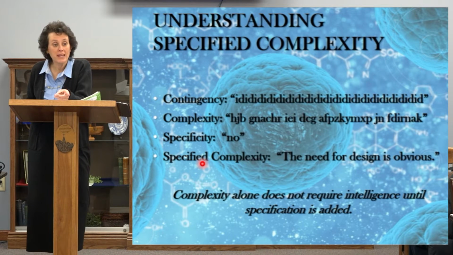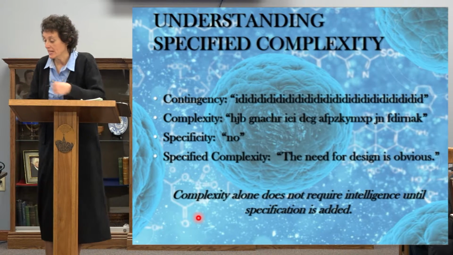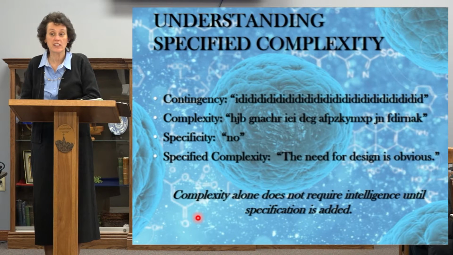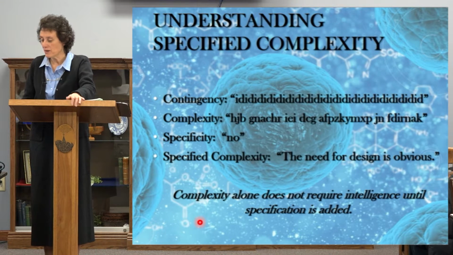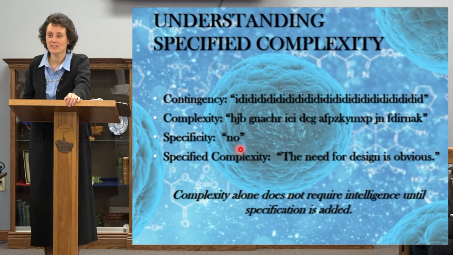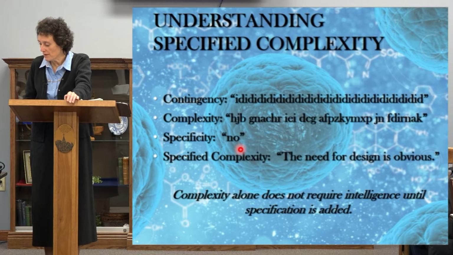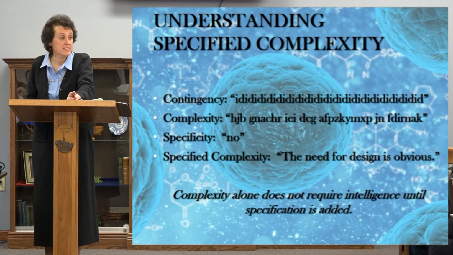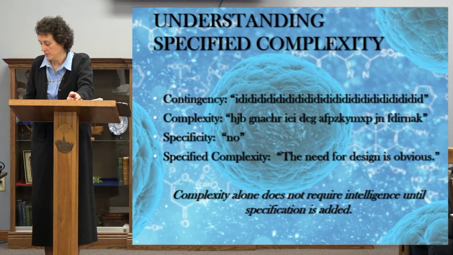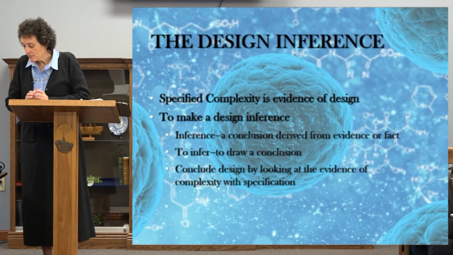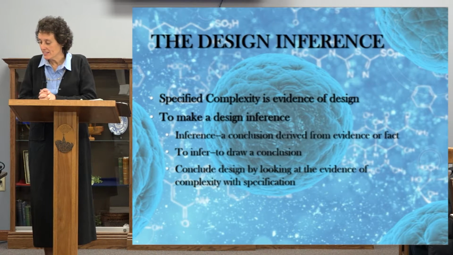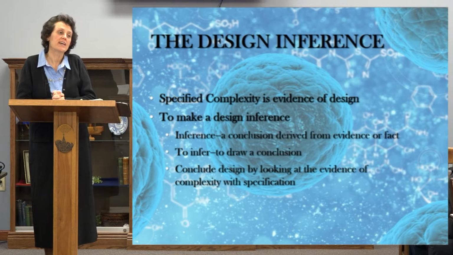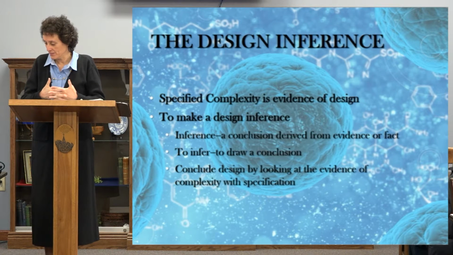inference. So complexity alone does not require intelligence until specification is added. Could a monkey on a typewriter type a few no's here and there? Sure he could, but it's not complex. All right, so we have to put both ideas together to be joint properties of a sequence or an event or an object. Okay, so specified complexity is evidence of design, and we will use it then to make a design inference.